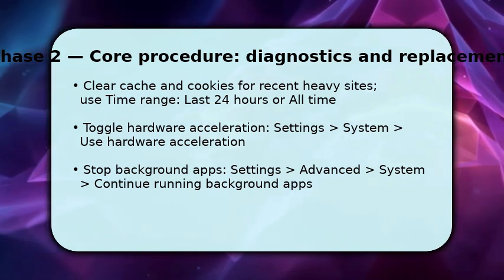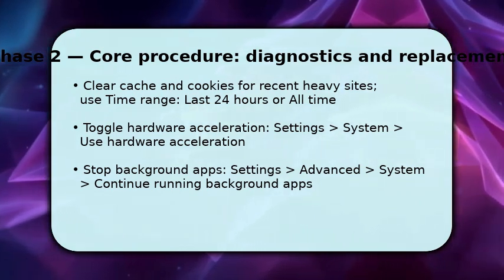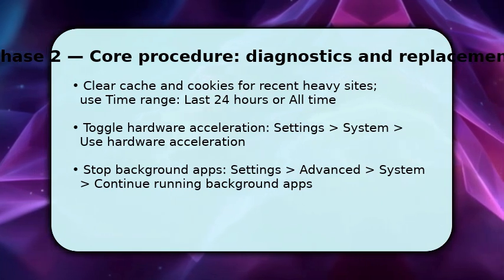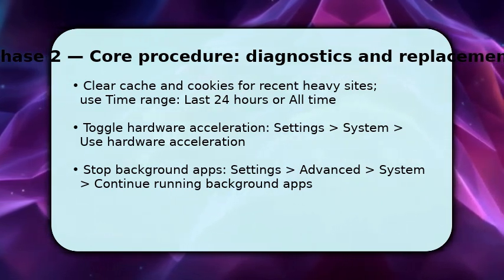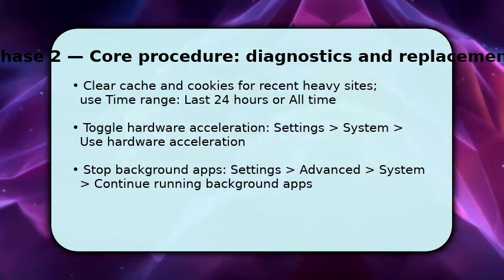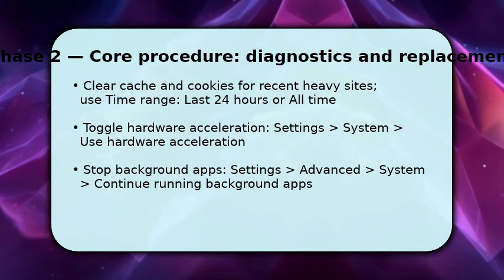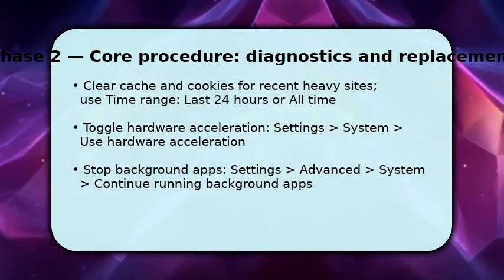Also disable background apps running when Chrome is closed to reduce persistent CPU load. Make incremental changes and monitor Task Manager after each one so you can isolate which setting actually improved CPU usage.